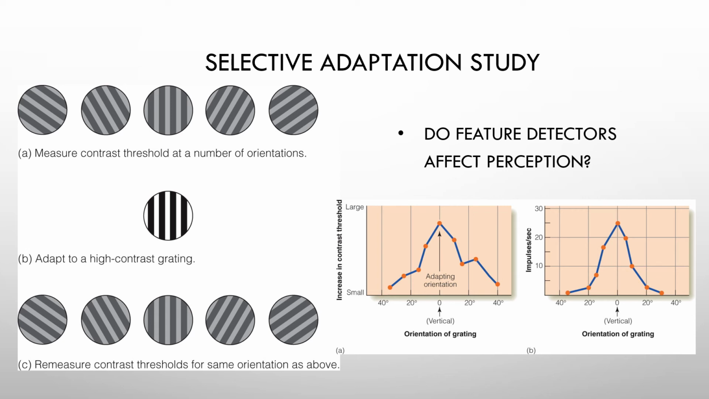And as we get out to about 40 degrees, where that vertical bar neuron was not responding at all, then we don't need very much increase in contrast threshold, or really none. I usually feel like I've thrown people into deep water here with the selective adaptation studies, so think about whether I need to explain some of that again, or if you have questions, let me know.